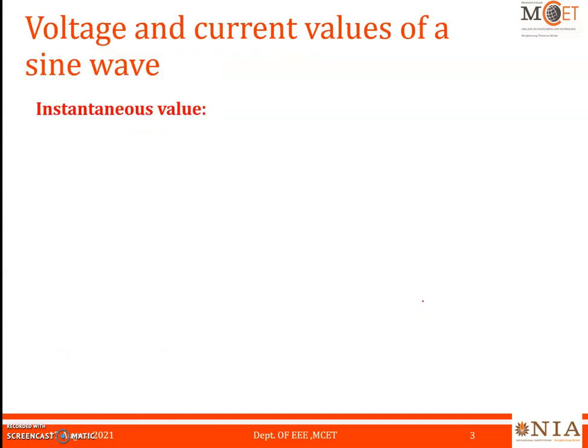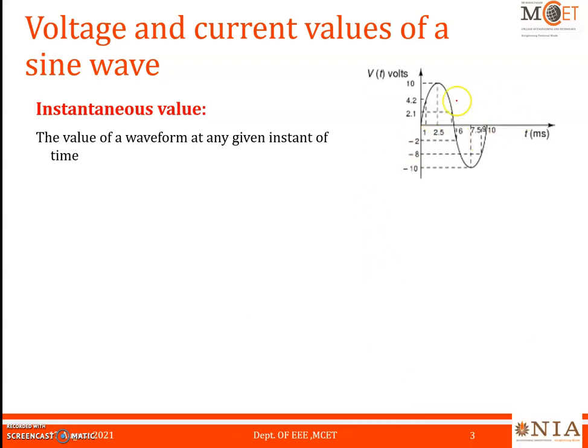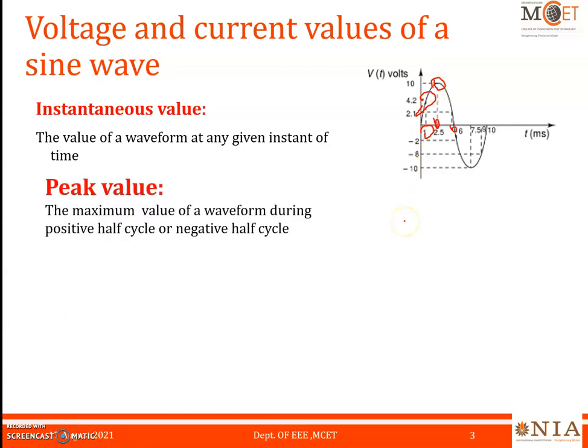Now we are going to see the various values and terminologies associated with the sine waveform. First one is the instantaneous value. It is the value of the sine waveform at any given instant of time. For example, at 1 millisecond, the value is 4.2. At 2.5, the value is 10. At 5, the value is 0. So the value of the waveform at any instant of time is called the instantaneous value.